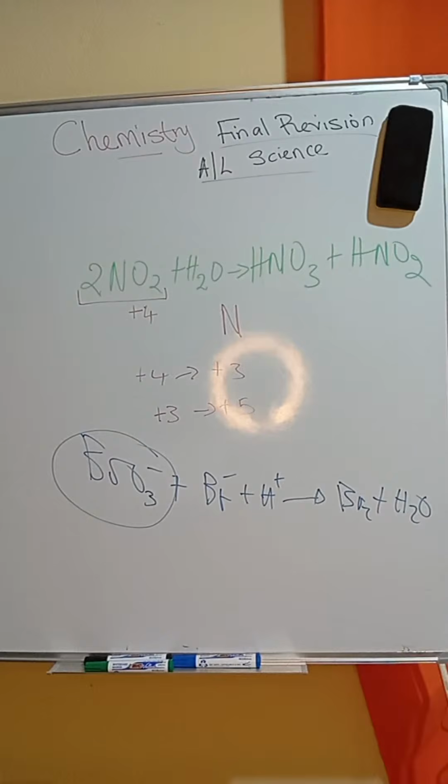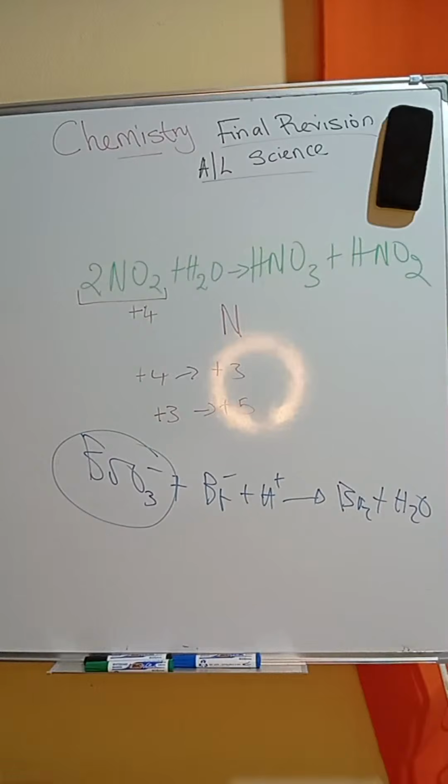Now, the next question says write a balanced equation for the reaction. We want to write down a balanced equation for this very reaction. They're just simply asking you to take down that reaction and balance it. When we want to balance this equation, we take into consideration the oxidation state of bromine. If we don't, you won't be able to balance this equation. Now, let me balance the equation.